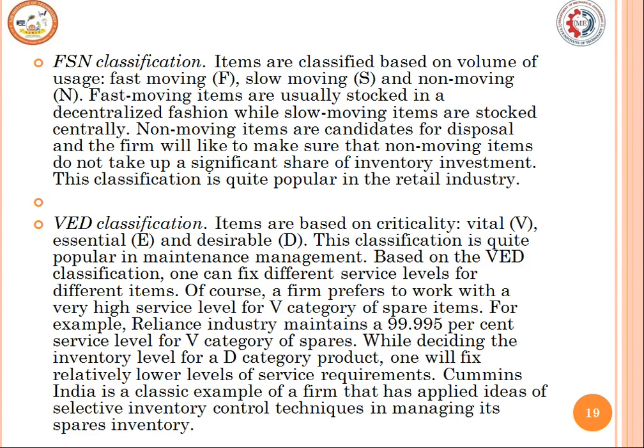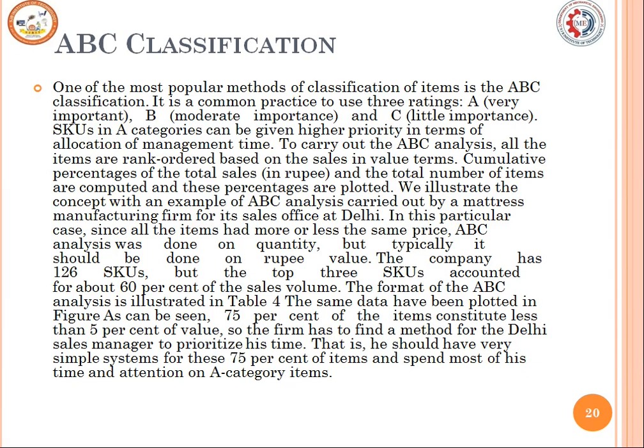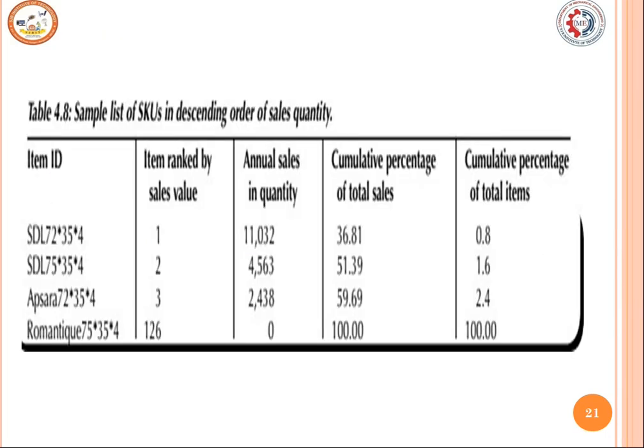Based on the category, Reliance Industries follows this VED analysis: vital, essential and desirable, in that order. Another example is Cummins India, which applies ideas of inventory control to managing its spares inventory. Further, in ABC classification, A is very important, B is moderately important, and C is little important. It is operated in different categories, and it is shown in the graph also.